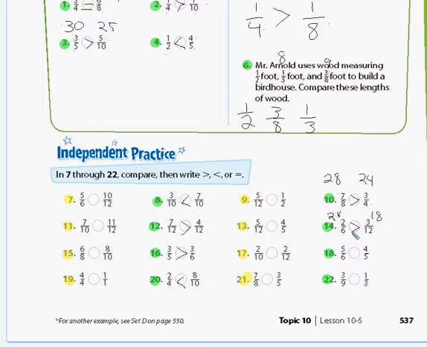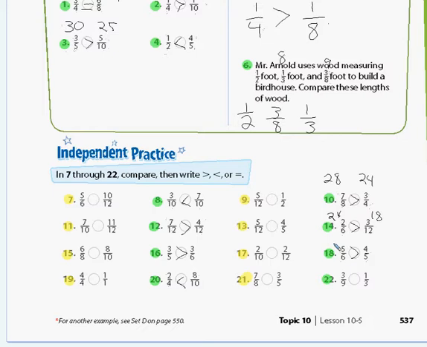5/6 and 4/5. Okay, I'm going to use the same thing. How far does it take to get to a whole? That's only 1/5 of getting to a whole, and this is 1/6 away from getting to the whole. So that's telling me that this one's going to be greater. 6 times 4 is 24, and 5 times 5 is 25. So this one's going to be greater.